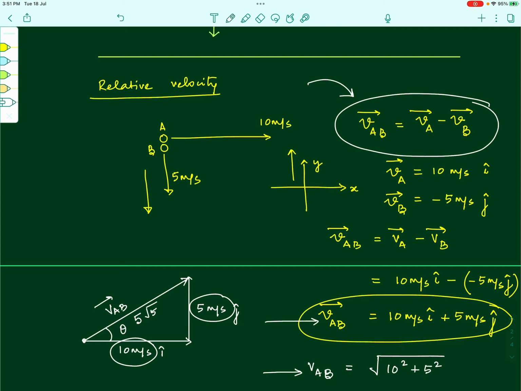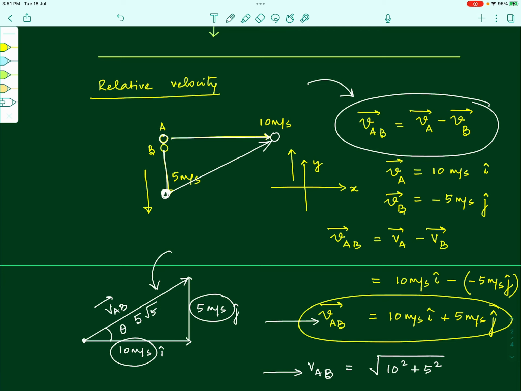See here that as A moves rightwards and B moves downwards, as B reaches here after some time, as seen by B, A has reached here. So, as seen by B, A has actually been moving like this in this direction. So, this is the direction that we have obtained here, isn't it?